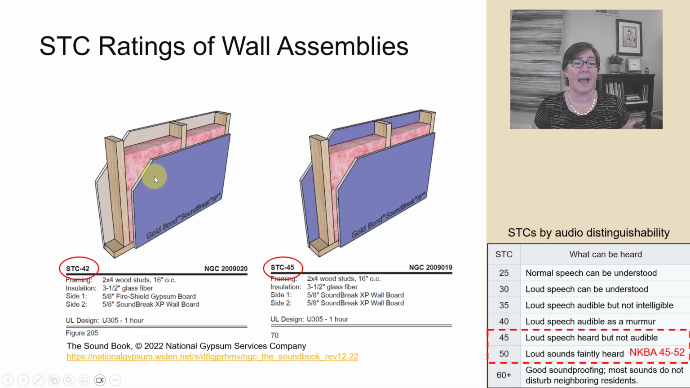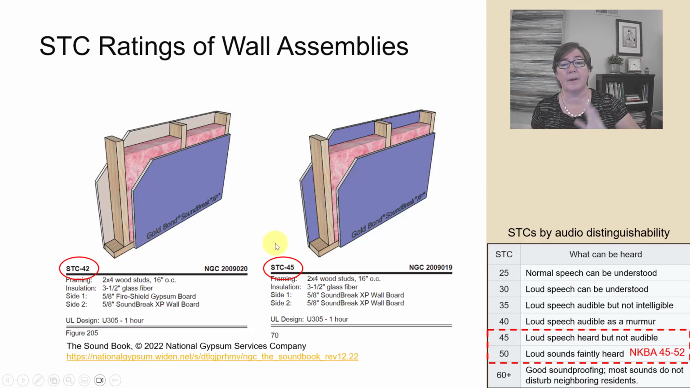Also, take a look at the different products. We're looking at a specific brand and a specific product. So if you want something else, you can also specify a different brand, which might perform a little differently.